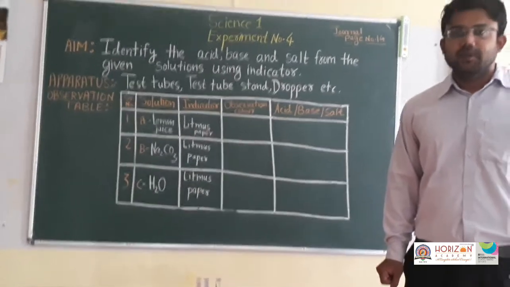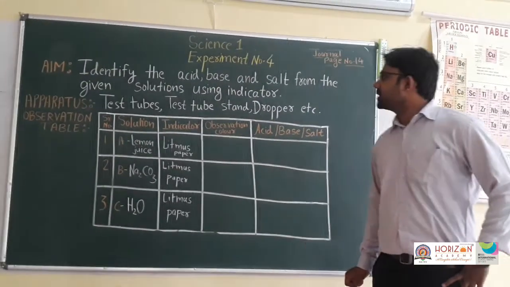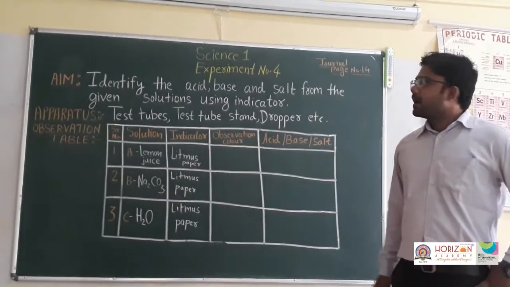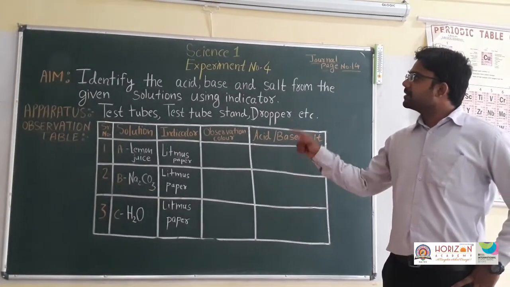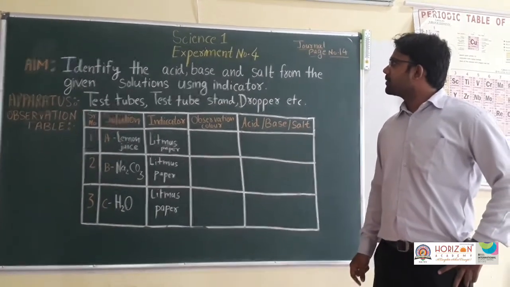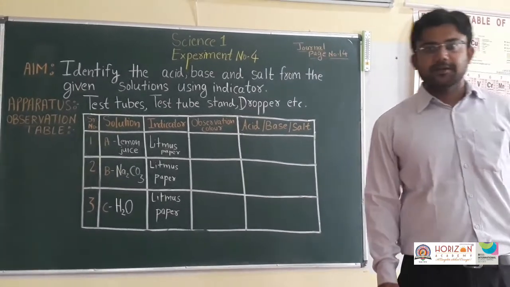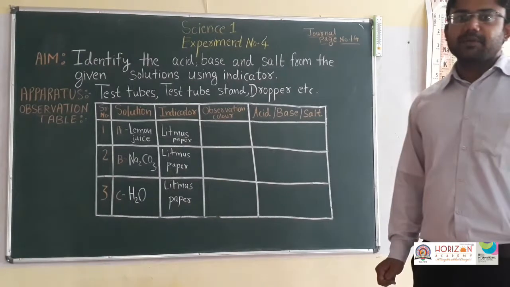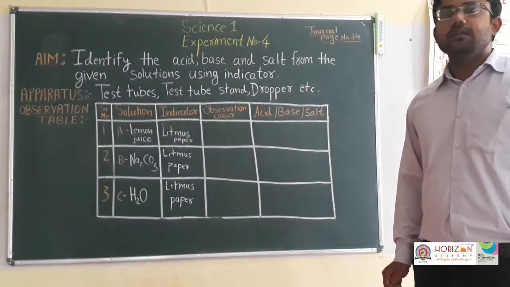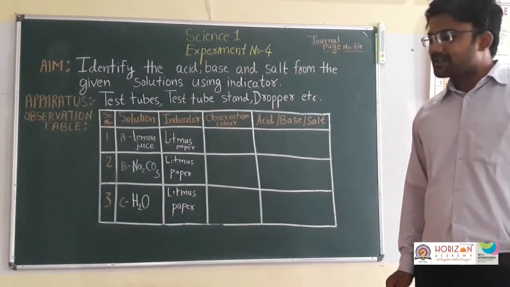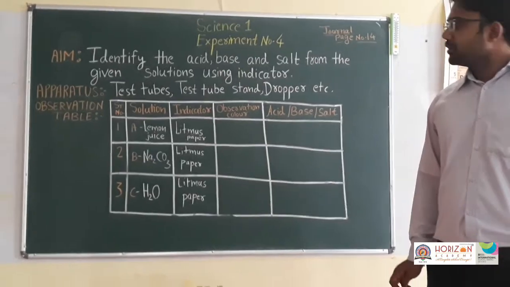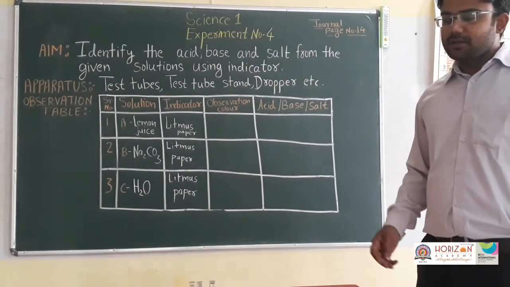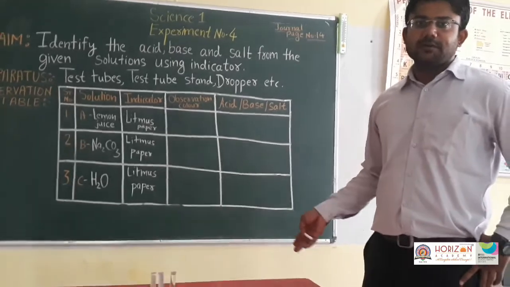Today we are going to study our next practical, that is experiment number 4. Aim is to identify the acid, base and salt from the given solutions using indicator. We have already learned universal indicator and pH paper in the previous practical. Today we will see litmus paper. Litmus paper you have already learned many times, still we are going to see this because it is there in our syllabus.